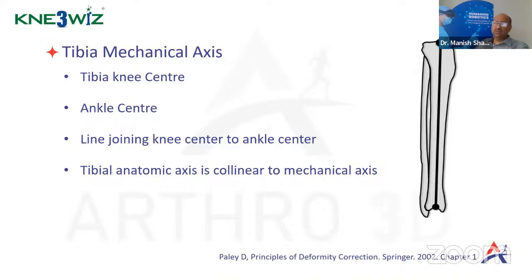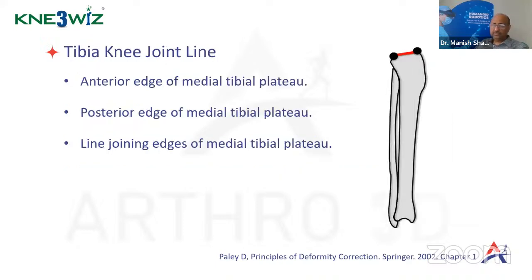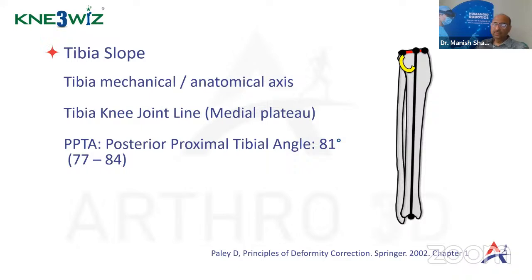Tibia mechanical axis, once again, like the coronal plane, is the tibia knee center to the ankle center. Like in the coronal plane, the tibia anatomic axis is collinear to the mechanical axis in the lateral. The knee joint line for the tibia is the anterior edge of the medial plateau to the posterior edge of the medial plateau. The tibial slope averages around 9 degrees.